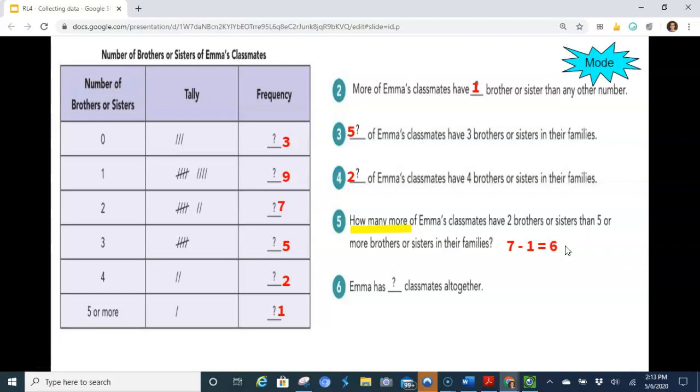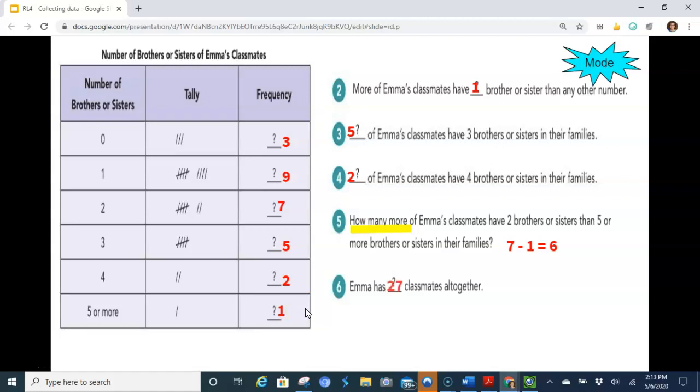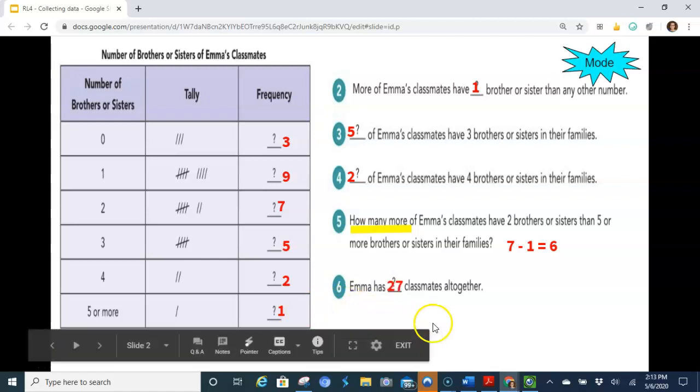Okay? And then Emma has how many classmates altogether? Well, these were their answers. So 3 people said 0, 9, 7, 5, 2, 1. All you have to do is add up those numbers, and you'll get the total number of classmates, which in this case is 27.